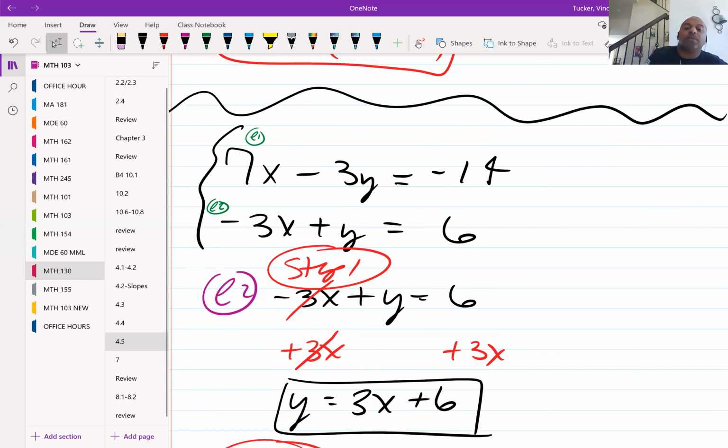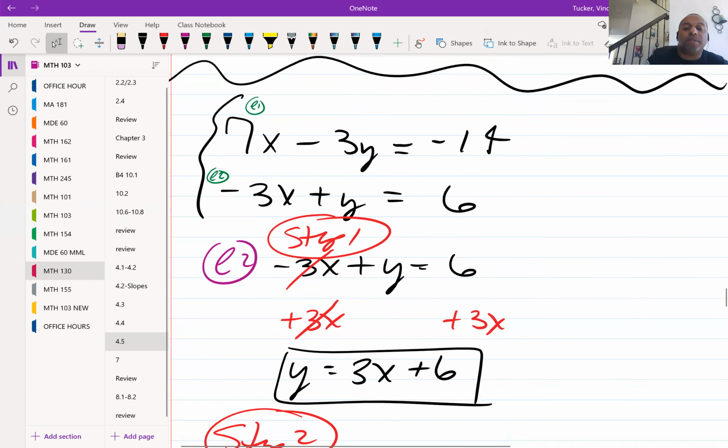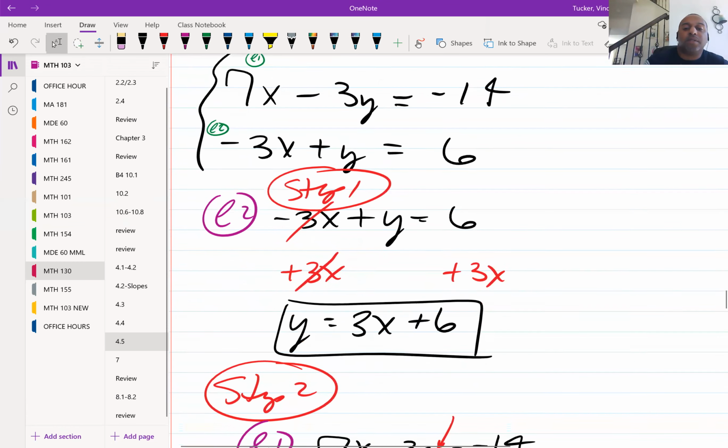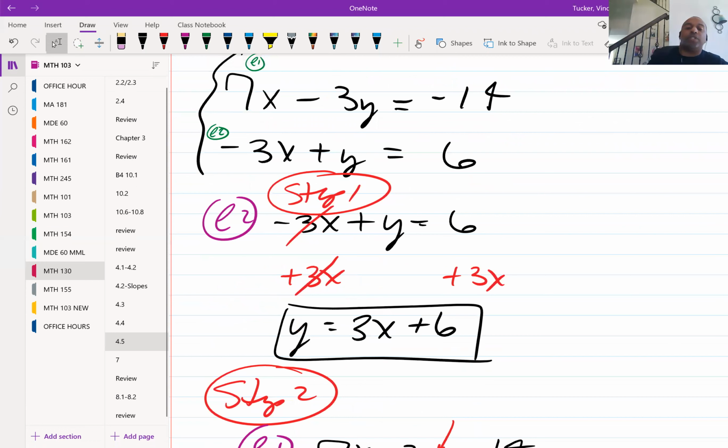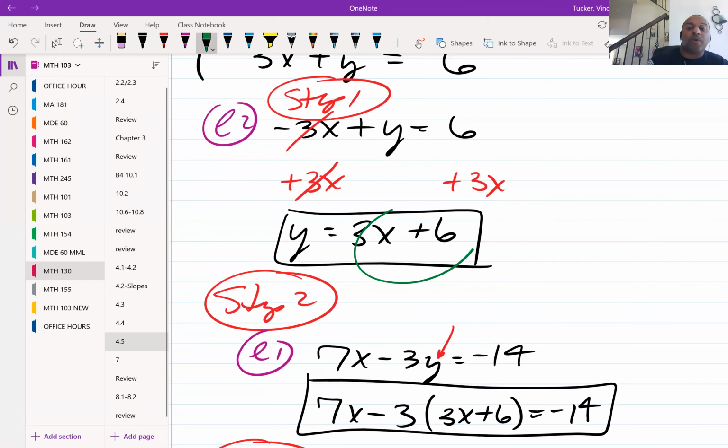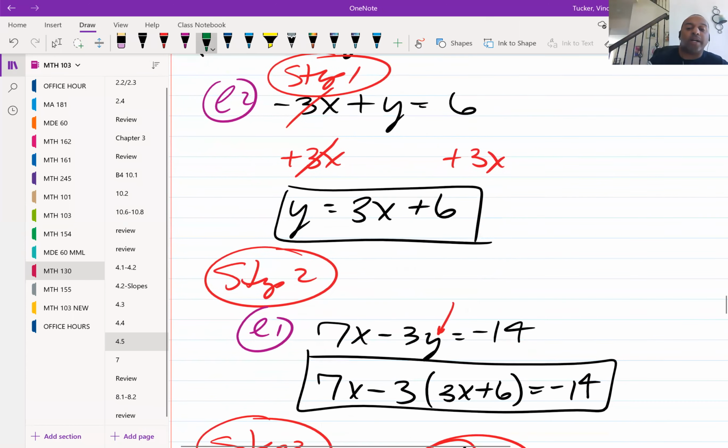All right. Everybody okay for step one? Now, since we used equation 2 in step 1, now for step 2, we have to use equation 1. And we're going to take this y and plug it in for y in the other equation. So y is equal to 3x plus 6, and you plug it in for y in the other equation. So everything else stays the same. 7x minus 3 times (3x plus 6) equal to -14.